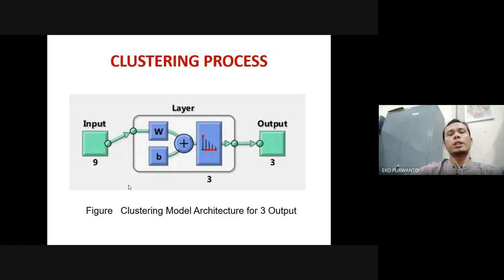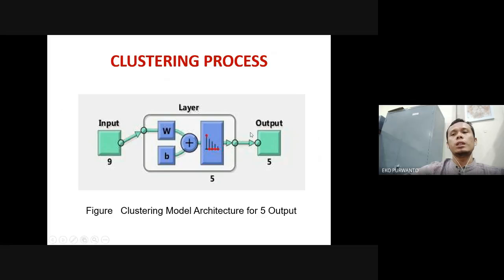Clustering process. Clustering model architecture for three outputs. This is the feature for the clustering model architecture for three outputs: the input, a layer, and then three outputs. This is the feature clustering model architecture for 5 outputs.